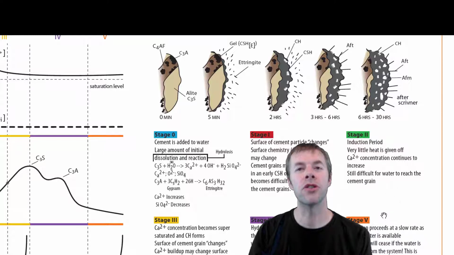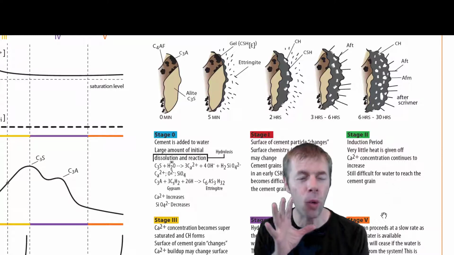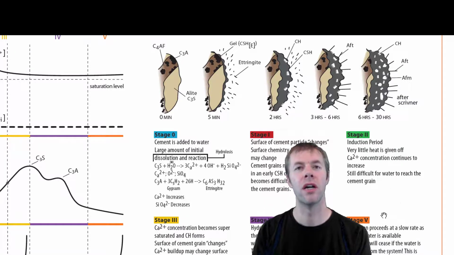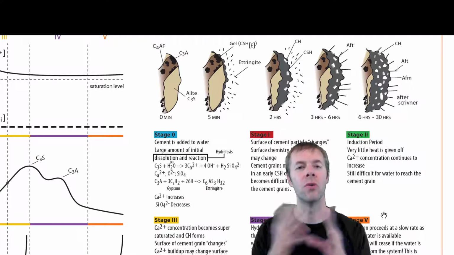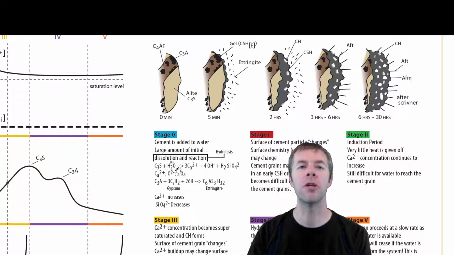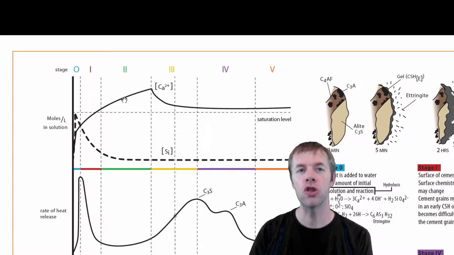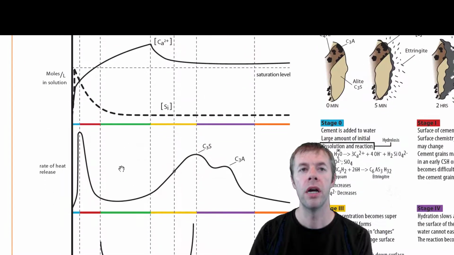The calcium concentration continues to increase, but it still seems to be difficult, it says over here, for water to reach the cement grain. That's probably not quite right, but there's not a lot of dissolution occurring. There's not a lot of material dissolving and leaving away. Let me show you these pictures. There's stage 2. You can see the calcium go. Look at that. Supersaturated levels, and the silicon gets lower and lower and lower. And here's this heat given off, and it's pretty flat.